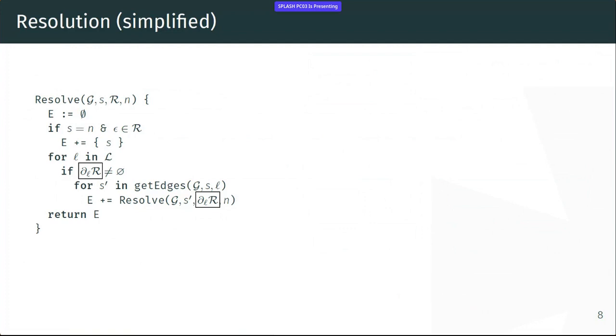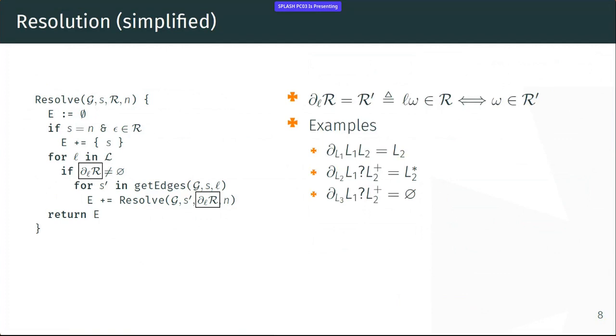So what are those? A derivative is basically computing a derivative of R with respect to label L. That yields a new regular expression, R prime in this definition, and it's defined as follows. If there was a word L W in the original regular expression, it will ensure that the suffix of that word, W, will be in the new regular expression. So, for example, when you look at the first example, if you have a regular expression that matches the single word L1, L2, and compute the derivative with respect to label 1, it will return the regular expression that matches label 2, because that's the suffix of that word.